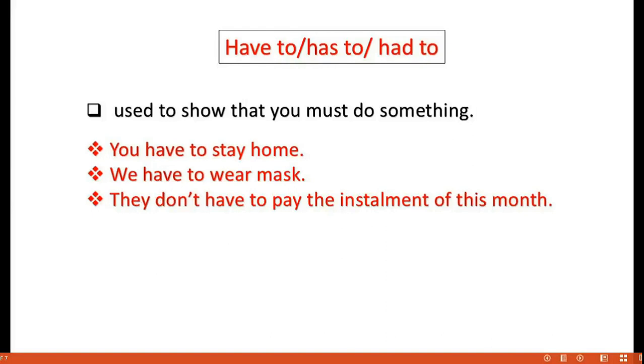Let's read the third example. They don't have to pay the installment of this month. In this sentence, we do not find obligation, and here don't have to can be replaced by need not, and so the sentence means they need not pay the installment of this month.